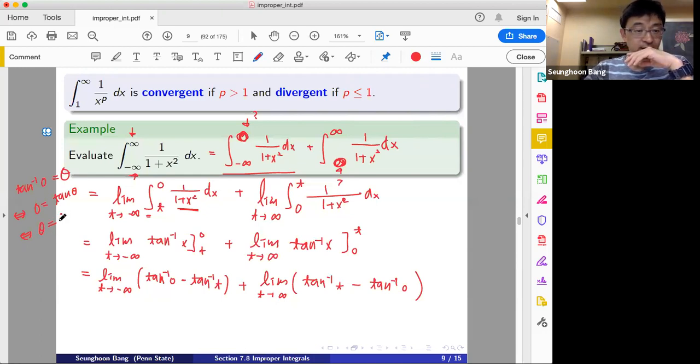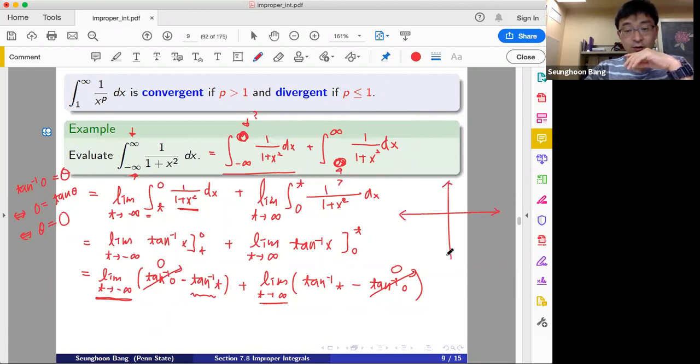Yep. The angle is going to 0. So we have it. Next, what does the graph of inverse tangent of t look like? Because I want to calculate limit values. So like this, you can draw it.